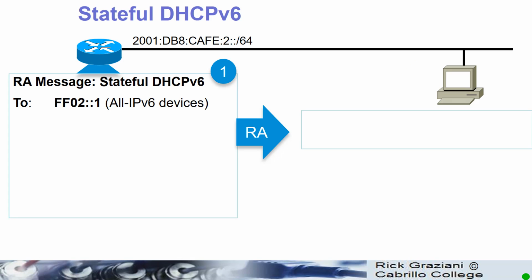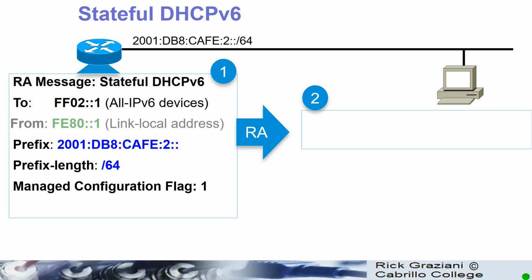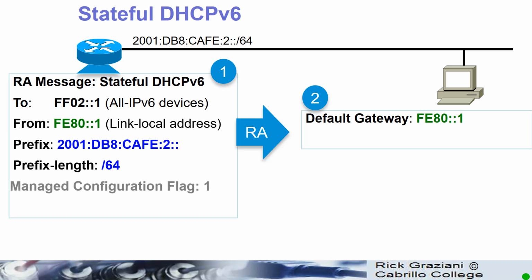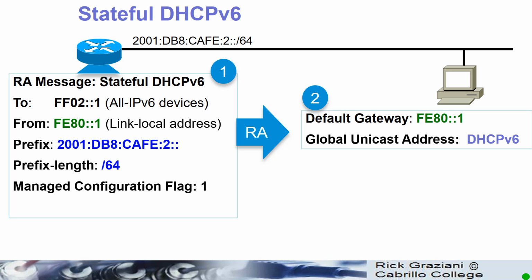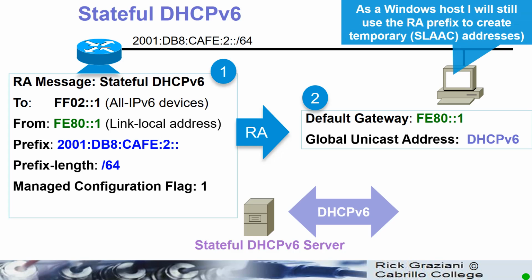So how does this actually work? The RA will send a multicast to all IPv6 devices, with the link local address, prefix length, and managed flag set to 1. The client will get the link local address as the gateway, and once it sees a managed configuration, it knows to contact DHCP for a global unicast address. And then it will do a unicast to the DHCP server. Again, it will do a temporary SLAAC. If the autonomous address flag is set to 0, no SLAAC.